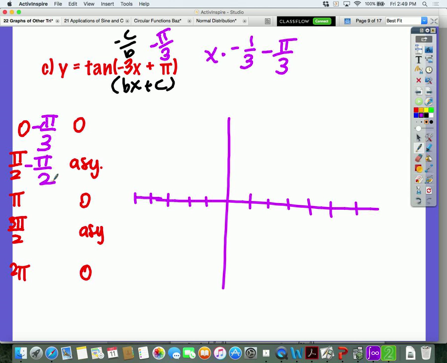So I think what I did was I subtracted by pi, so then I got a common denominator of 6, and then I just subtracted and I got negative 7 pi over 6.